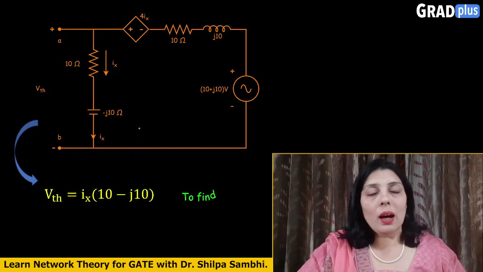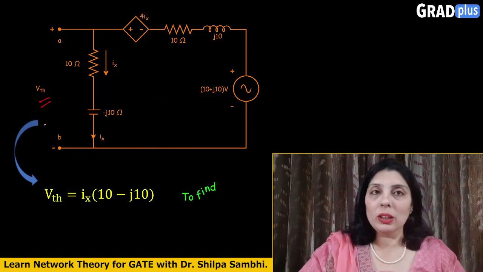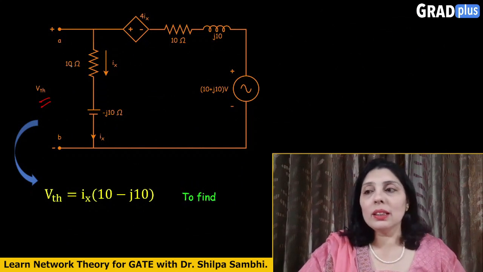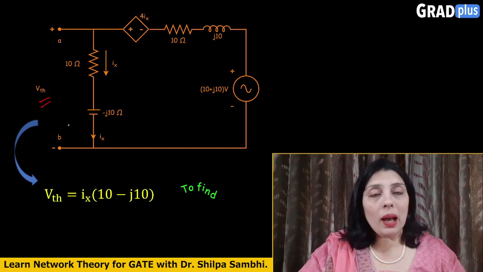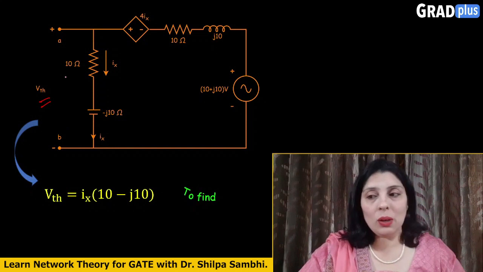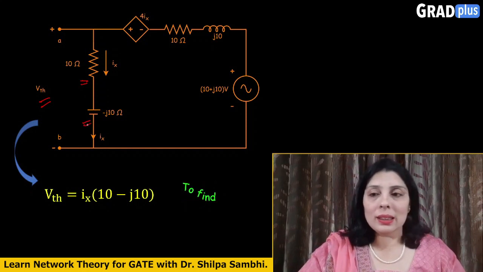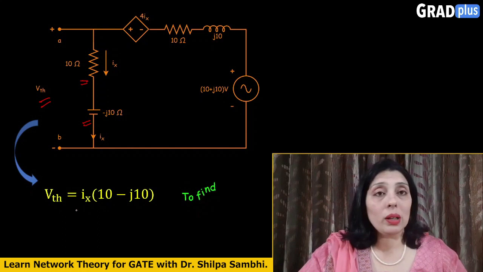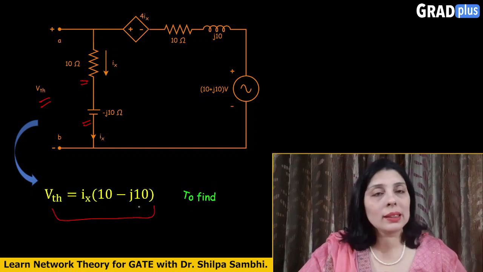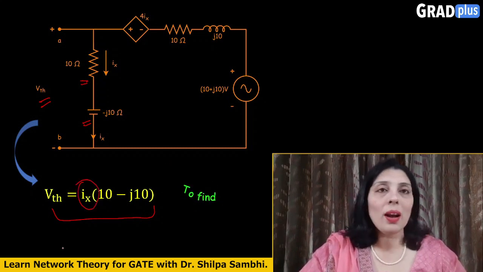Now what we intend to calculate here is the Thevenin's voltage VTH, and if you consider the small loop here, we can apply Kirchhoff's voltage law. So Kirchhoff's voltage law says that VTH is equal to 10 Ix plus this j, minus j10 Ix. Okay, so this is what we get. VTH is equal to Ix times (10 minus j10). This is what we have to calculate. So now what we have to do is find the value for Ix.